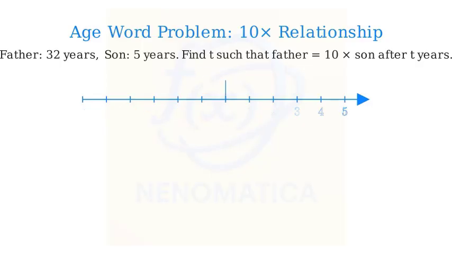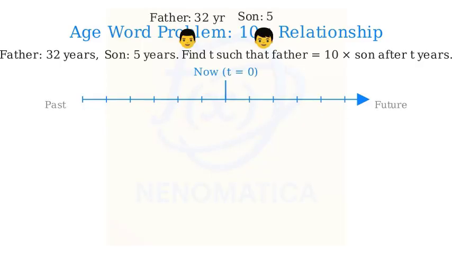Let's first visualize time on a timeline. 0 is now. Positive is in the future to the right. Negative is in the past to the left. We'll also place our father and son at the present with their ages.